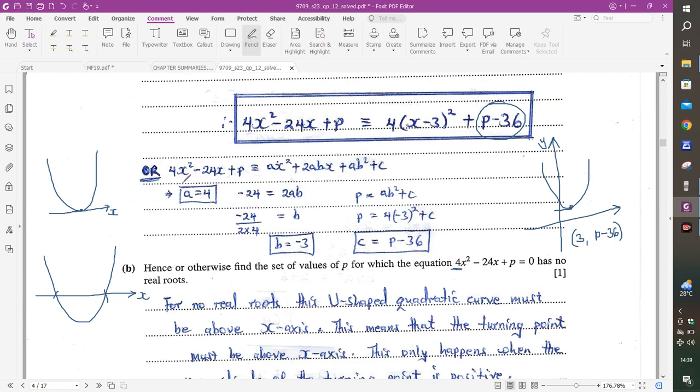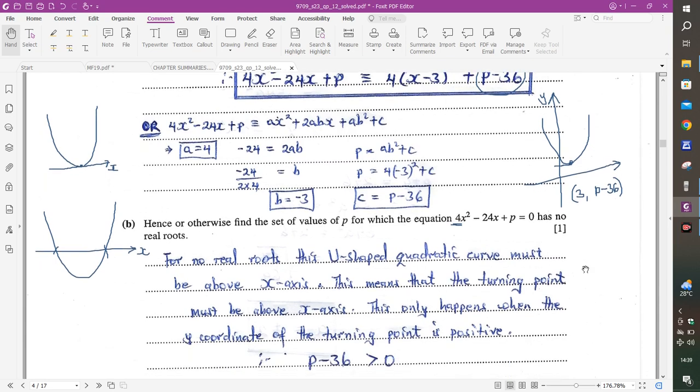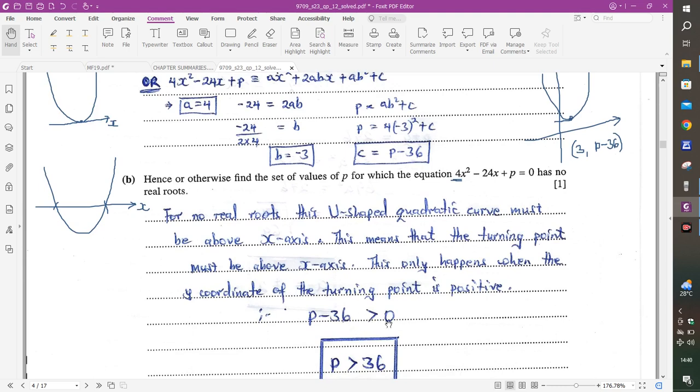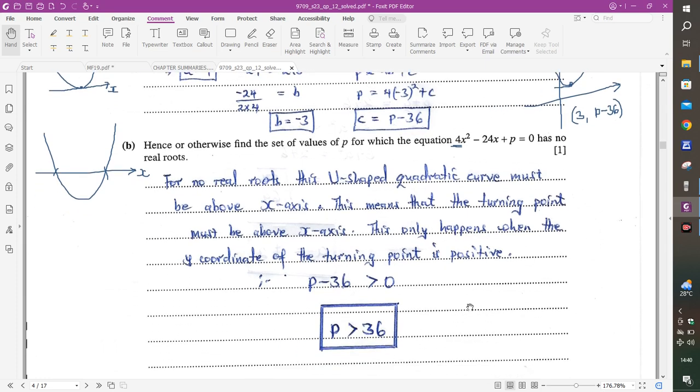So, our focus is going to be on that turning point, because they are talking about the set of values of p, which happens to be the y coordinate here for the turning point. So, you're seeing this only happens when the y coordinate of the turning point is positive. So, the y coordinate we have gotten here is p minus 36. I just say p minus 36 must be greater than 0. So, if it's greater than 0, you'll find that curve always above the x-axis. And taking 36 this way, it means that p will be greater than 36.